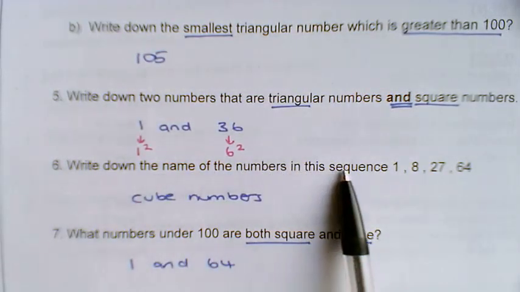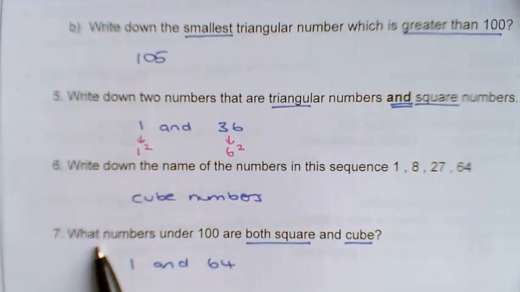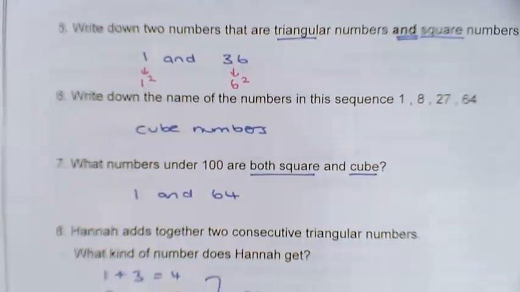Then write down the name of the numbers in this sequence. They've just given you a few of the cube numbers. You just write down cube numbers. What numbers under 100 are both square and cube? They're the ones that I got you to highlight here, the 1 and the 64.